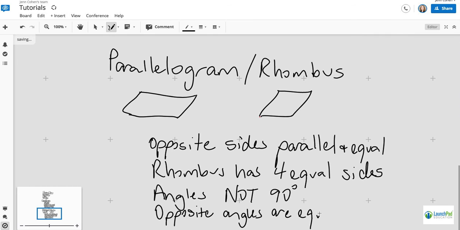So, for example, on this parallelogram here, this angle and this angle would be the same. And I know my drawing is not so great and they definitely do not look the same, but if it is a parallelogram, they are. And then this angle and this angle are the same. Okay.